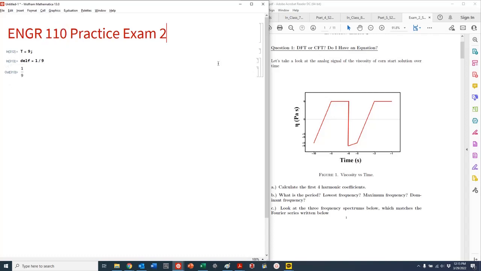This is a continuous Fourier transform. So I could do del F numerically. We're only looking at the first 4 harmonics, so F max is just going to be equal to 4 times del F. So that will be my maximum frequency. Dominant frequency, I'm going to have to figure that one out. So I've already answered many of the questions in part B.